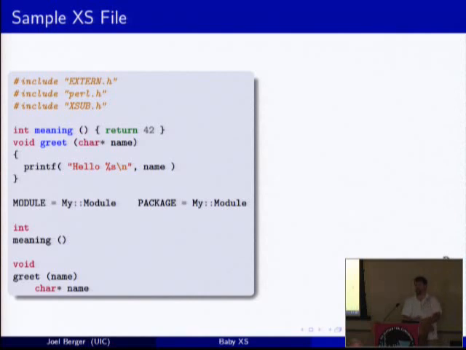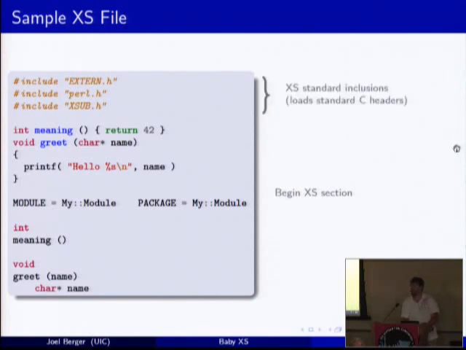So here is a full XS file. You could write this, and it would totally work. What is it? Well, right here at this line is where XS begins. Everything down here is XS. Everything up here is C, but with those C API functions. And we get those by putting in these 3 lines of standard inclusions.